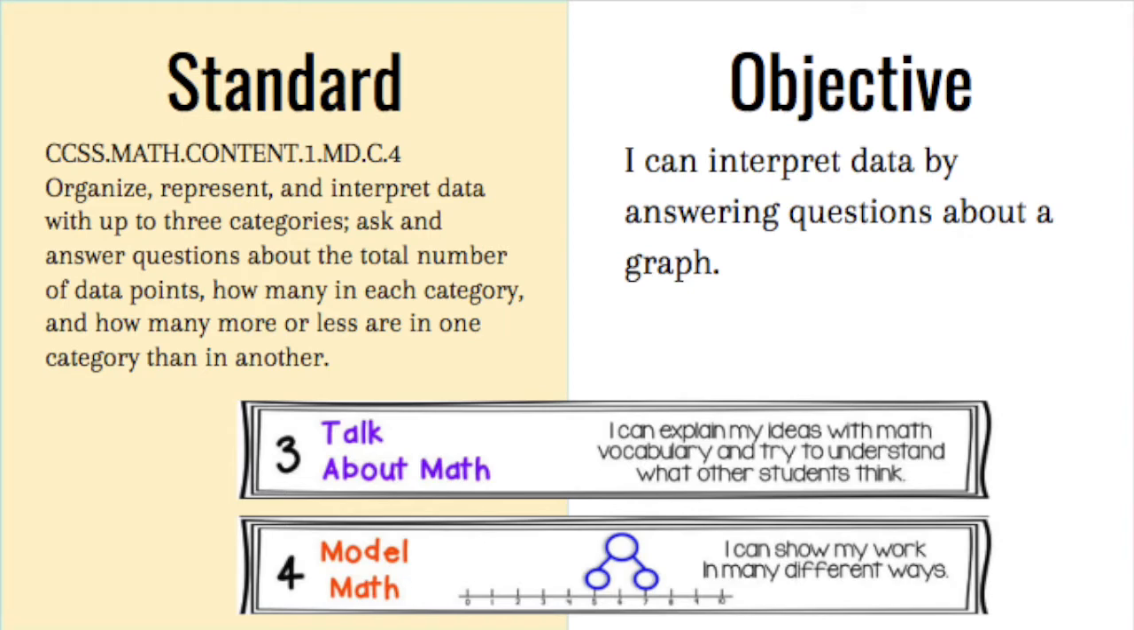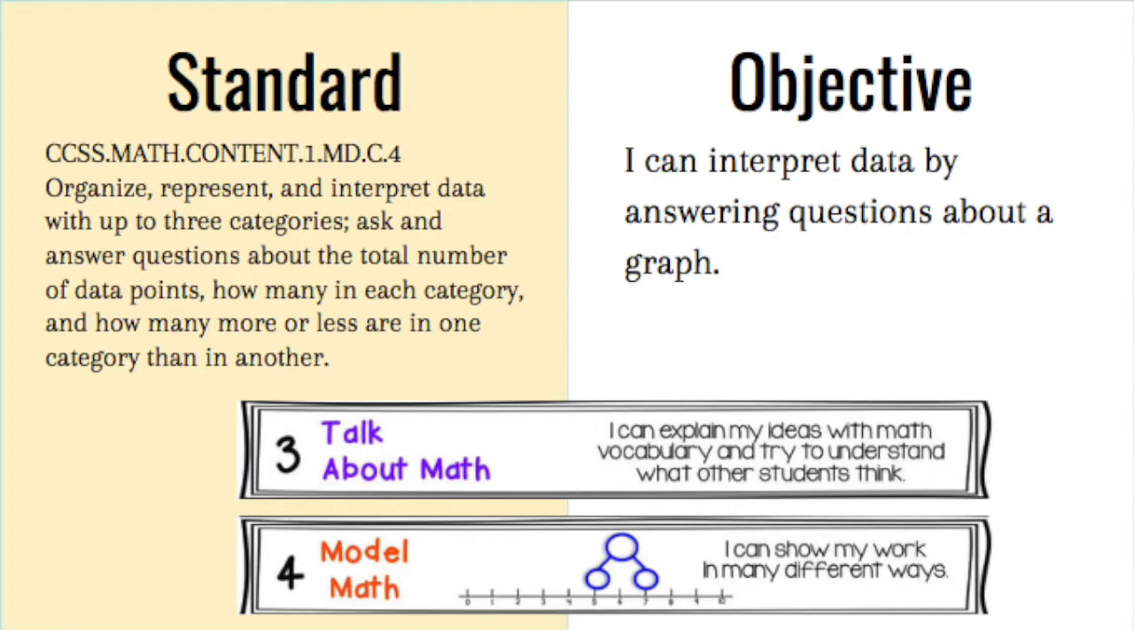Our standard for today's lesson is organize, represent, and interpret data with up to 3 categories. Ask and answer questions about the total number of data points, how many in each category, and how many more or less are in one category than in another. Our objective is I can interpret data by answering questions about a graph.